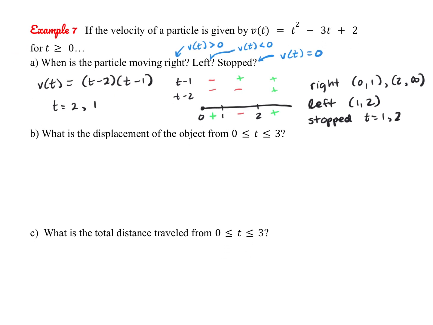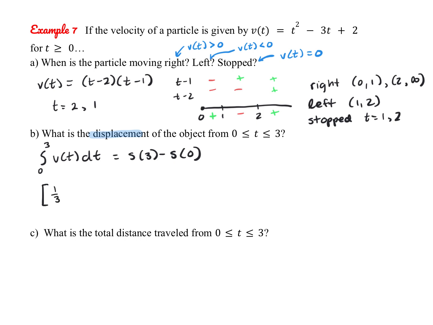All right, next we're going to find the displacement of the object from 0 to 3 seconds. So we know that if we want to find displacement, it's the integral from 0 to 3 of our velocity function. So we can evaluate this. We know it's just going to be s of 3 minus s of 0. We know our position function is the antiderivative of velocity. So let's find the antiderivative of this function here.